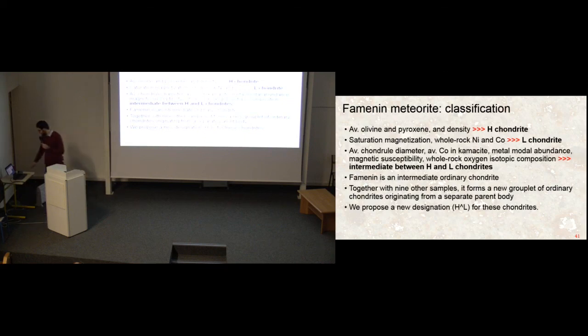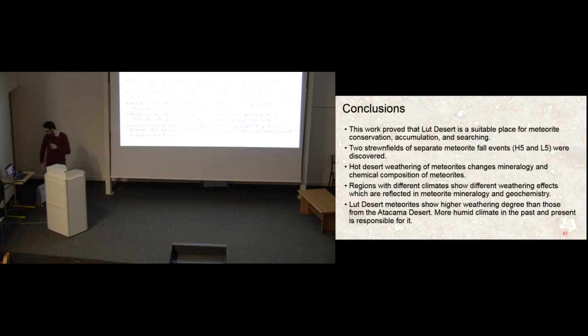So to conclude my talk, this work has shown that the Lut Desert is a very suitable place for meteorite conservation, accumulation, and searching. It's a very promising area for more meteorites. So we have discovered a new place which is a good source of very new meteorites which can be used in different studies. We learned that two strewn fields occur in Lut Desert, H5 and L5.